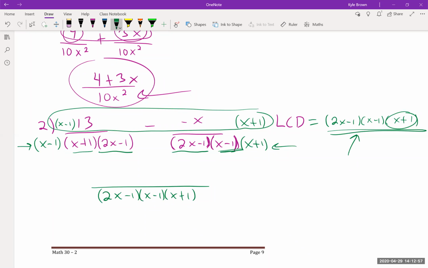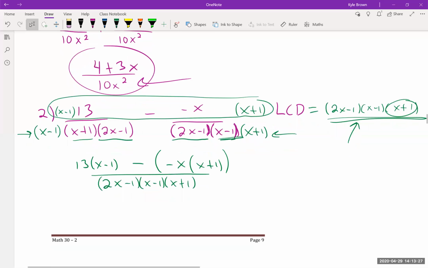So let's make this a bit more clear. We'll write it again. So we've got x minus 1 times 13. I'm just going to write that for a second as 13 times x minus 1, just because that's more typical, to write the number out front. And then minus. And then it was really like this, right? It was minus, and then it might be helpful to put this in brackets. So it's minus, and then you've got minus x, and then times x plus 1. All right, so we've just got some things to clean up here.